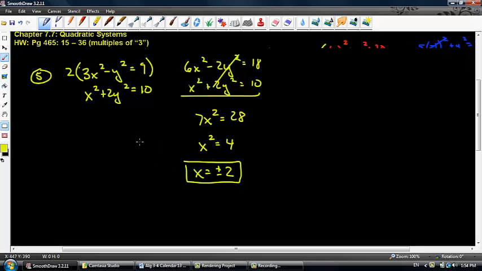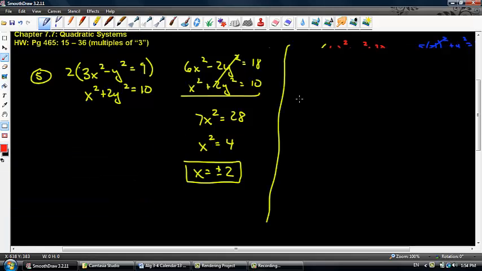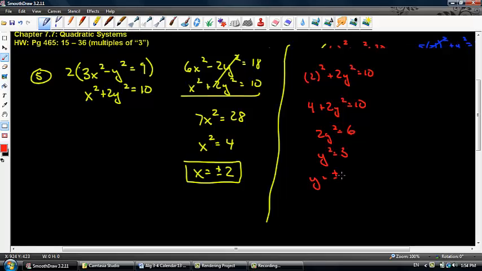Now I'm going to choose one to plug it into. I'm going to go and choose the bottom one. I'm going to change colors here and make my little barrier. So if I plug in positive 2, I get 2 squared plus 2y squared equals 10. That is 4 plus 2y squared equals 10. I'm going to move a little faster again. This is 2y squared equals 6. y squared equals 3, so y equals plus or minus rad 3. So therefore, my points of intersection when I plug in 2 are 2, comma, rad 3 and 2, comma, negative rad 3.